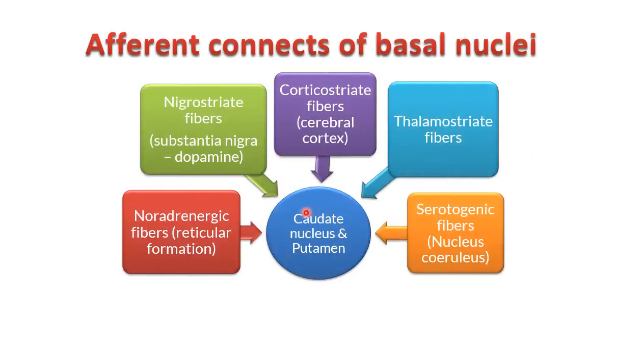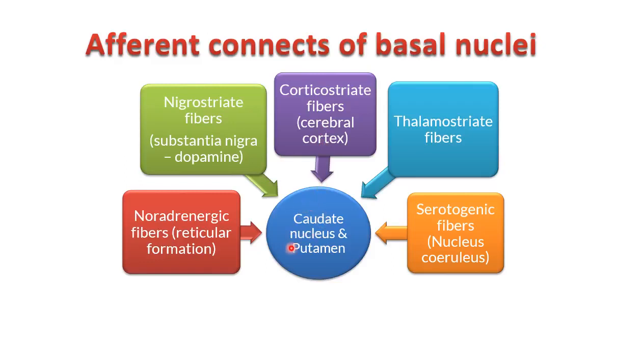When you look at the afferent connections, the caudate nucleus and the putamen mainly receive afferents from your cerebral cortex. They are called the corticostriate fibers. The corticostriate fibers mainly come from the pyramidal cells of the motor cortex. They are glutamatergic, excitatory in nature. And they project to the striatum, that is, to the corpus striatum.